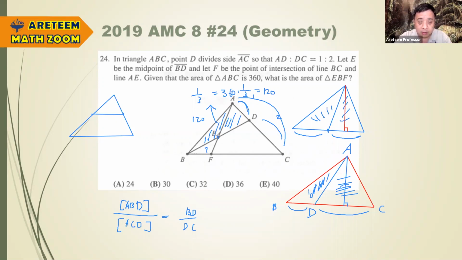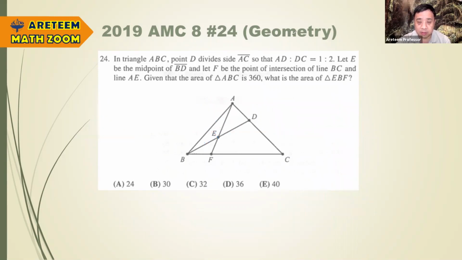And here the midpoint is E. So we actually found out that triangle ABE is equal to 60, because both parts put together are 120, and then you divide in half because of the midpoint. That's 60 on this side. So all we need to calculate is the area of ABF, right? So let me erase. Okay, I erased everything.